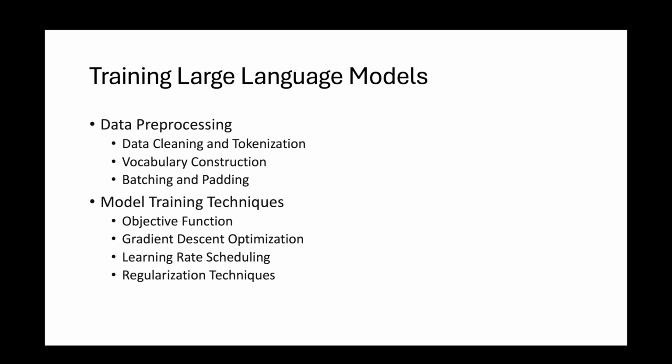Batching and padding. To improve training efficiency, data is organized into batches, where each batch contains multiple input-output pairs. Input sequences within a batch are padded to ensure uniform length, typically with a special padding token.